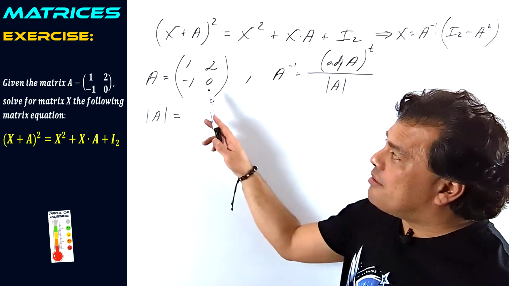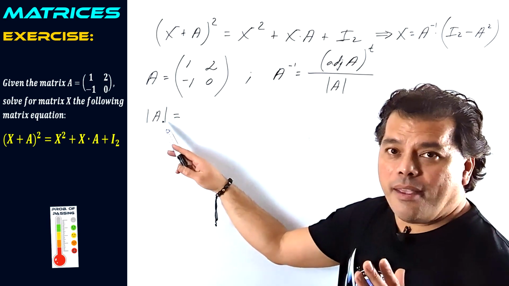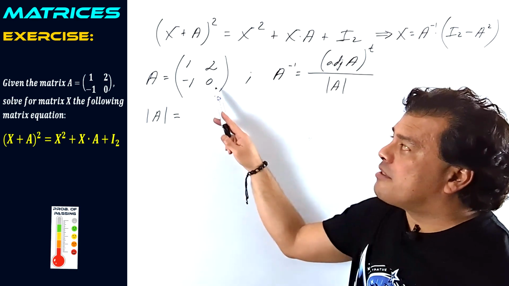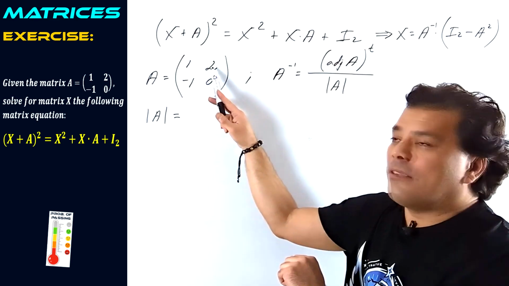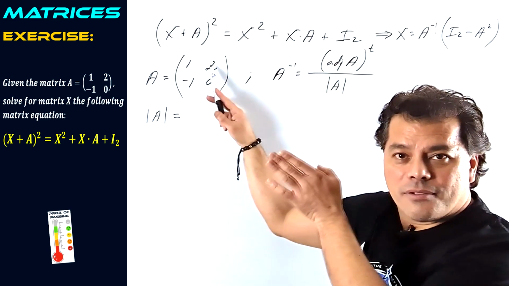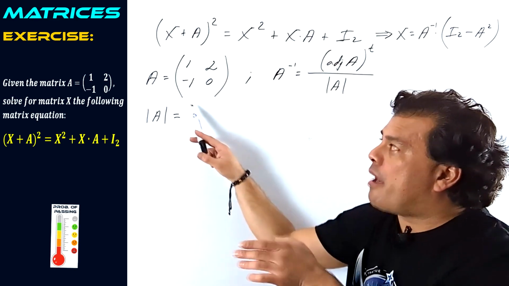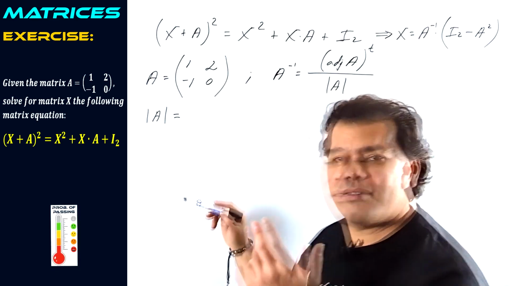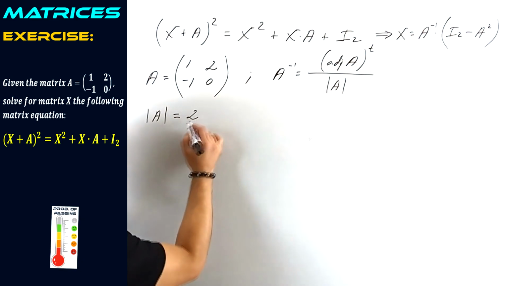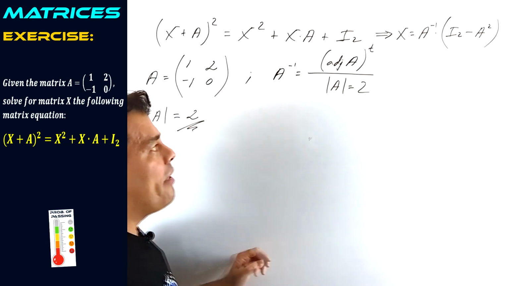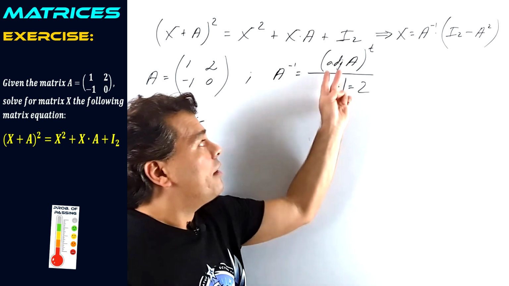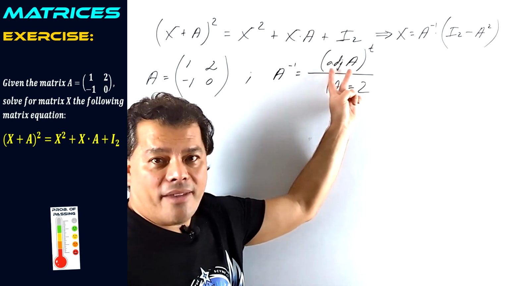But in this case, you can see that the determinant of A is 1 times 0 is 0, minus -1 times 2 is -2. 0 minus -2 is 0 plus 2, 2. This is the value of the determinant. And now let's calculate the adjugate matrix of A.